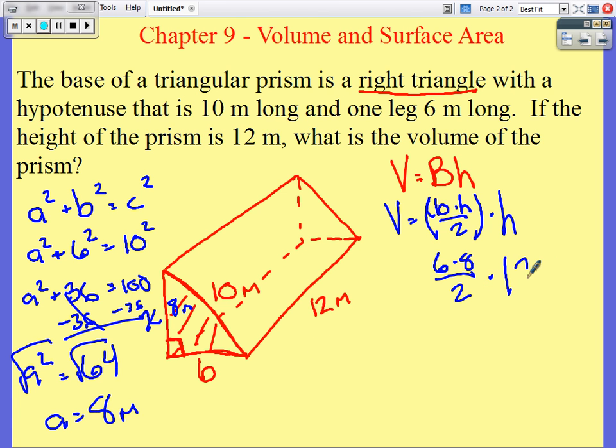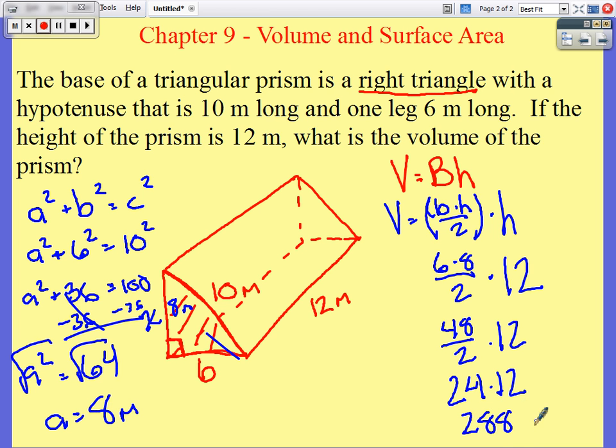We don't need that hypotenuse. The hypotenuse is right here. We don't need that. That doesn't tell me the height of the prism. 6 times 8 is 48. 48 divided by 2 times 12. 48 divided by 2 is 24. 24 times 12. I can't use my calculator for this now. 24 times 12 is 288, I believe, and that is cubic meters. And there'd be my final answer.